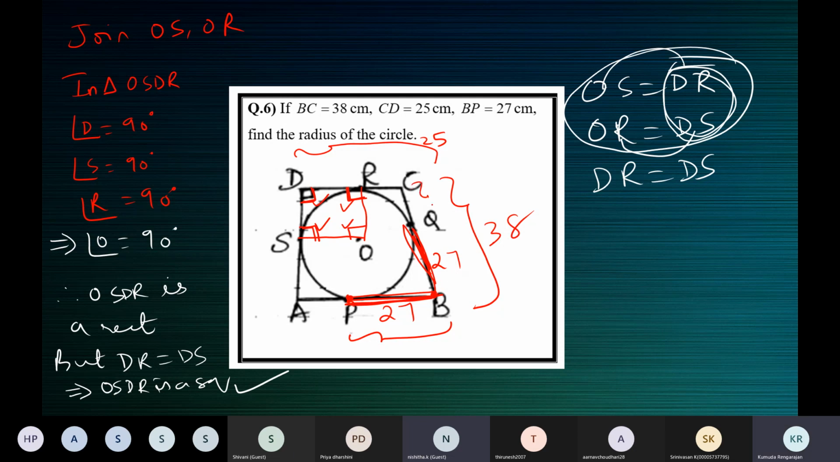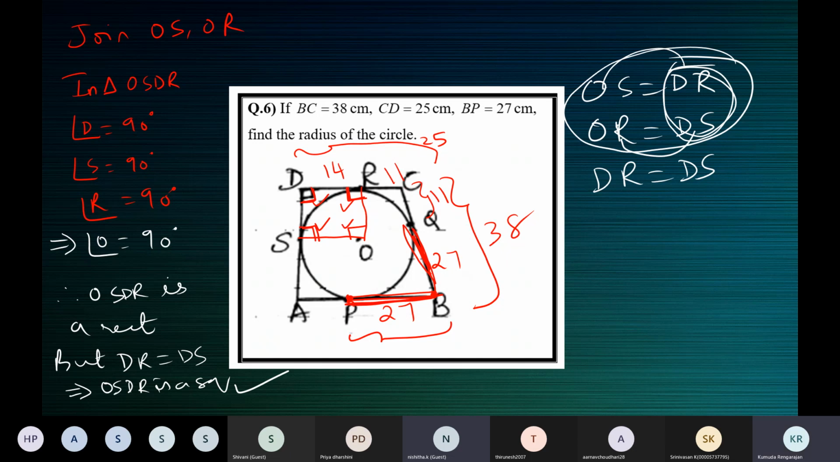Then how much is CQ? 11, ma'am. Then how much is CR? 11. Then how much is DR? 14, ma'am. But OSDR is a square. That means all the sides are equal. Then how much is OR? If DR is 14, how much is OR? 14, ma'am. That means the radius is 14. So the radius of the circle is 14 centimeters.